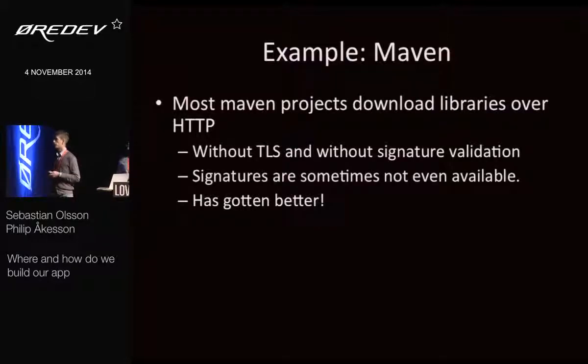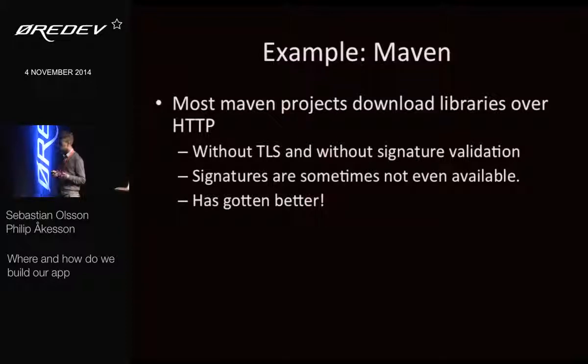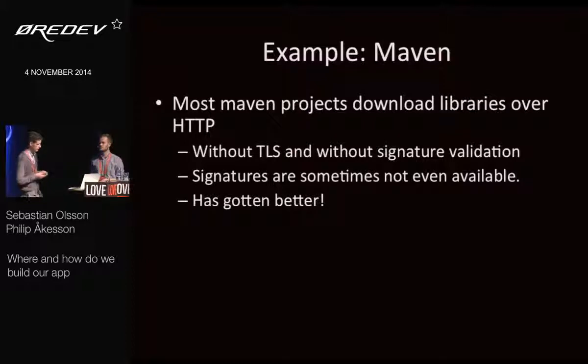So most Maven projects download libraries over HTTP without TLS and without signature validation. Signatures are sometimes not even available. And this has gotten better. I think HTTPS is the default now. Yeah, but most people still use older Maven versions or still explicitly, for example, point out Central without HTTPS or use third-party Maven repositories. So it can be a configuration issue. Yeah, it's a configuration issue that affects like 99.9% of all projects, pretty much.